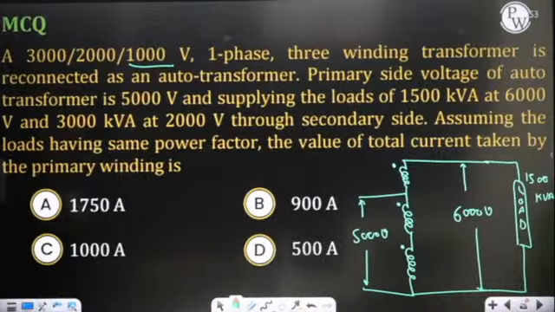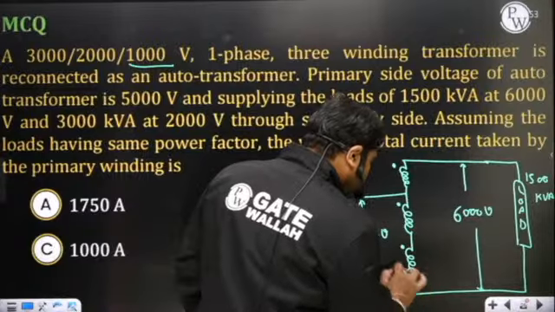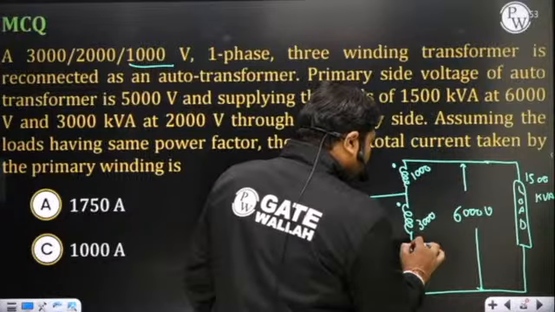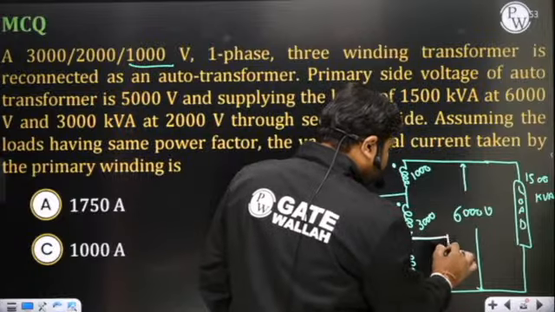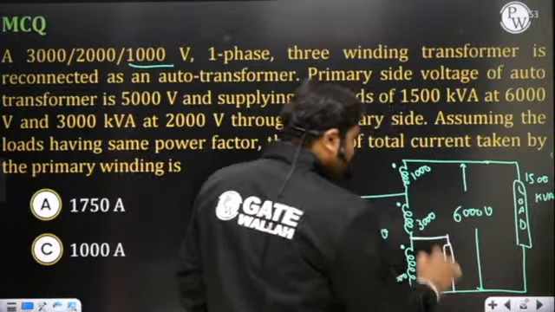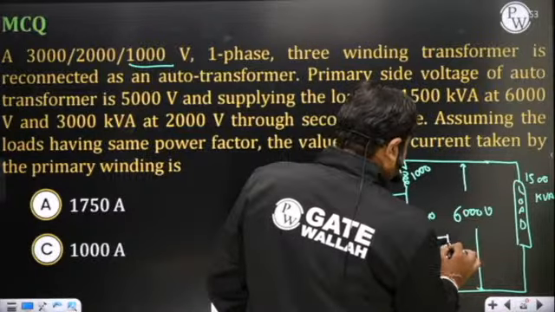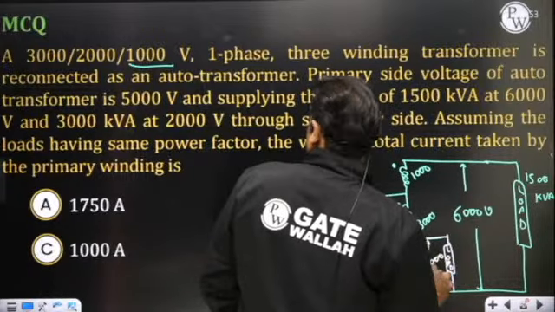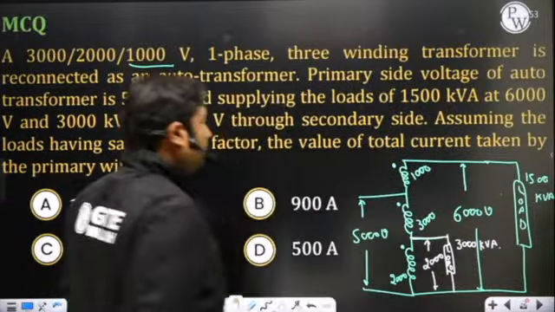Further, there is a 3000 kVA load at 2000 volt through the secondary side. So let this be the 2000 volt side, between the 2000, 3000 and 1000 windings. One load is also connected across this side. This load is on the 2000 volt side, and the load is of 3000 kVA.